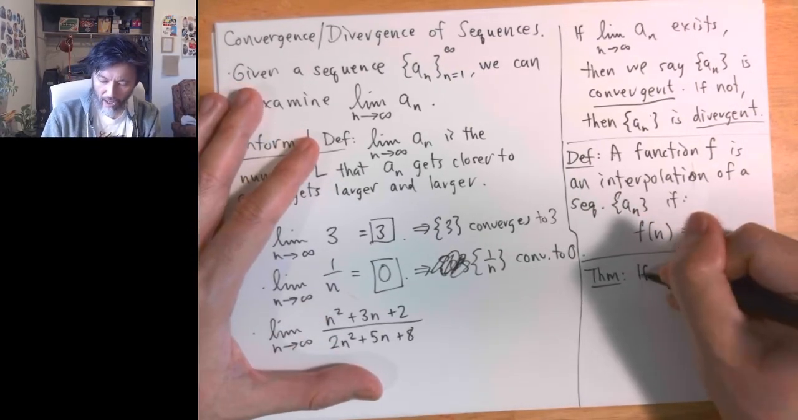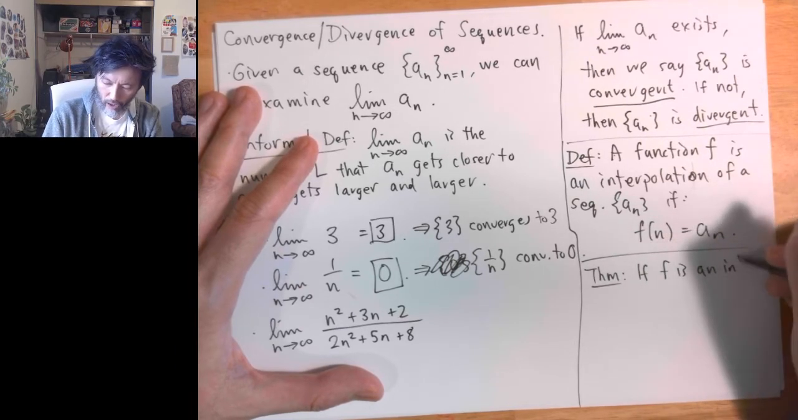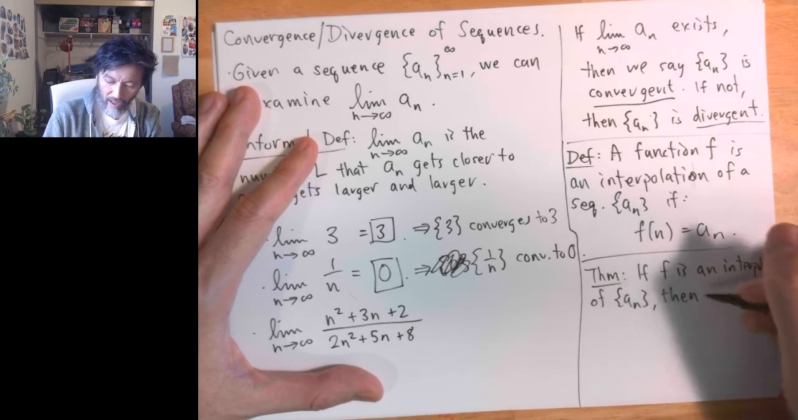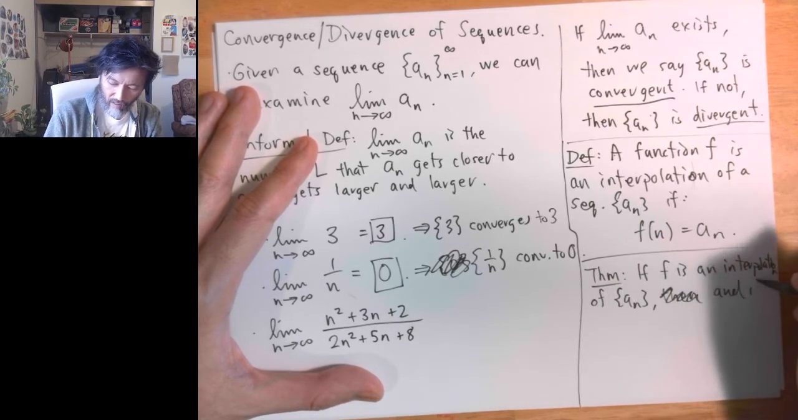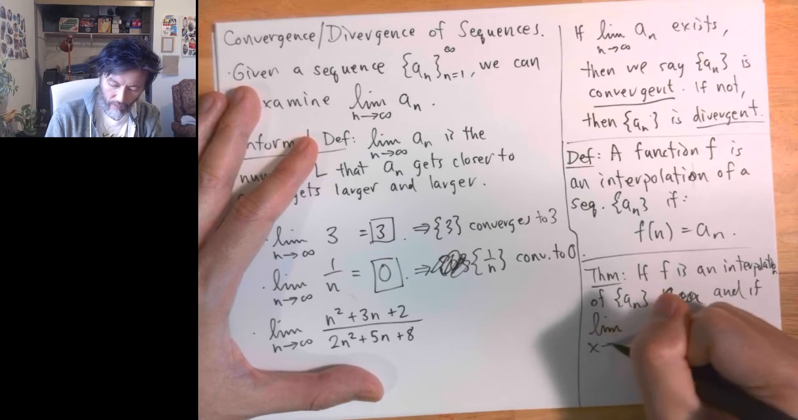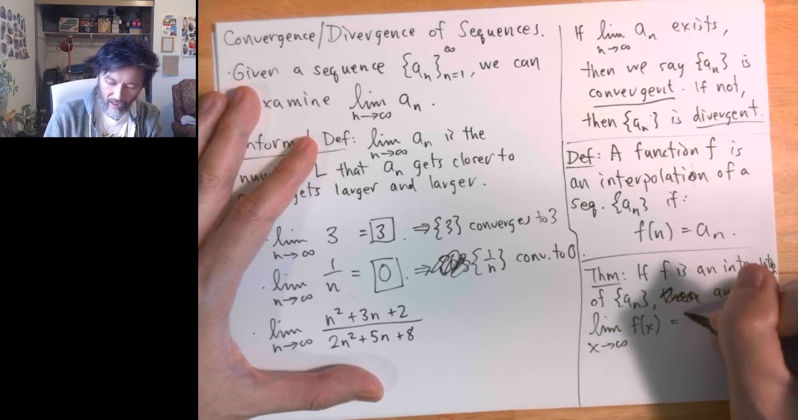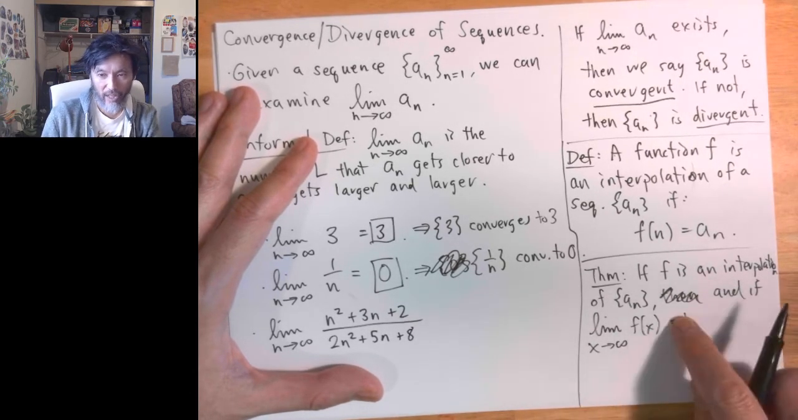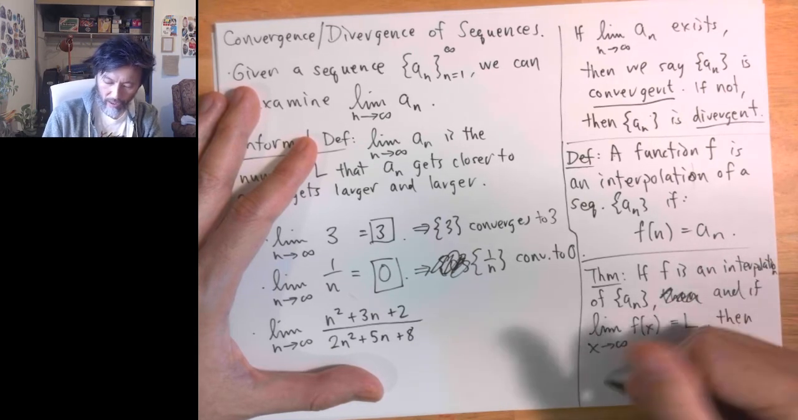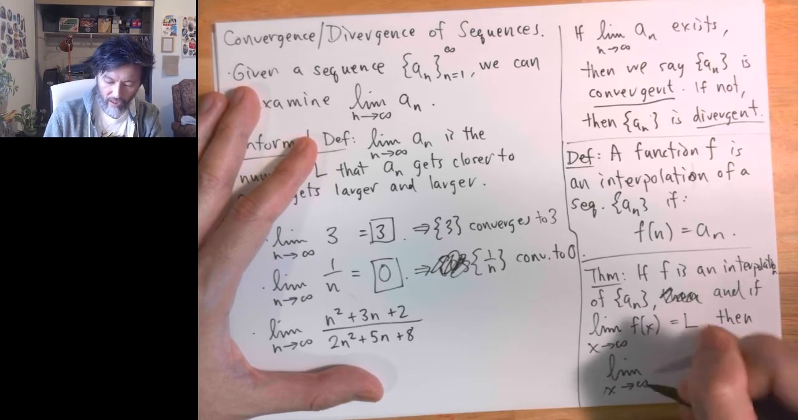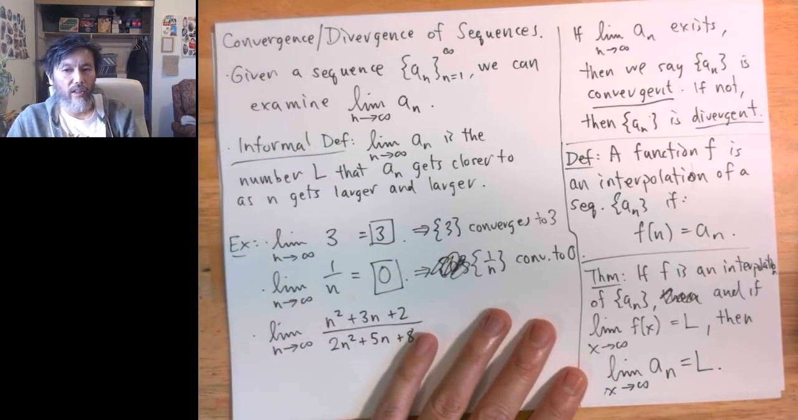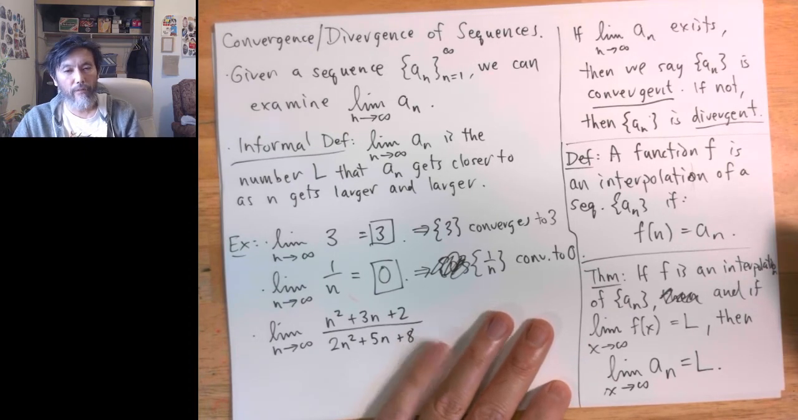So if f is an interpolation of the sequence a sub n, and if the limit as x goes to infinity of f of x is equal to L, so this limit here exists and is equal to L, then what you're allowed to conclude is that the limit as n goes to infinity of a sub n is also equal to L. So this is the theorem here that you might find useful.